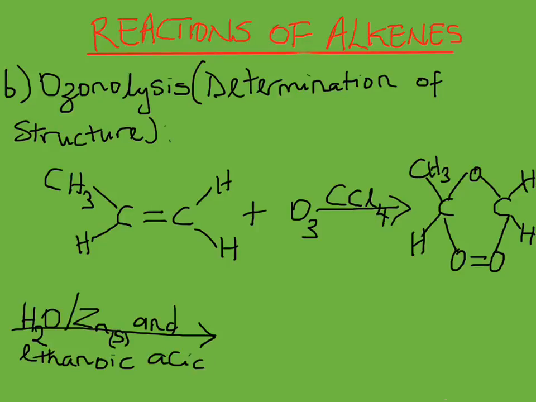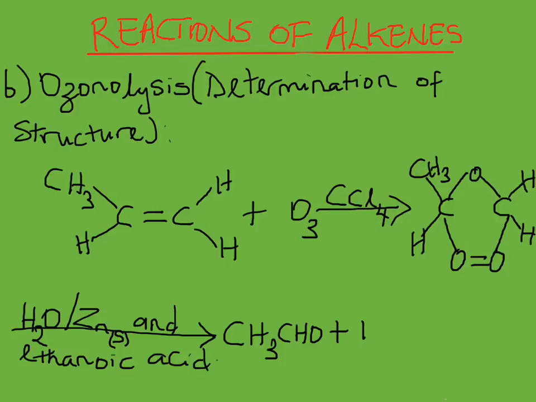What we mean here is, if ozone is bubbled through a solution of alkene in an organic solvent like tetrachloromethane, like you can see, this is tetrachloromethane there, it's going to yield us an ozonide. The first compound produced is an ozonide.